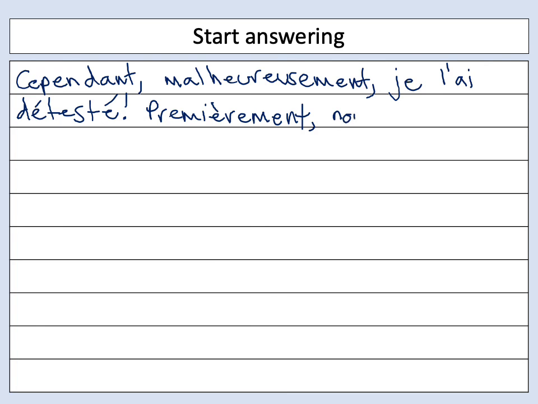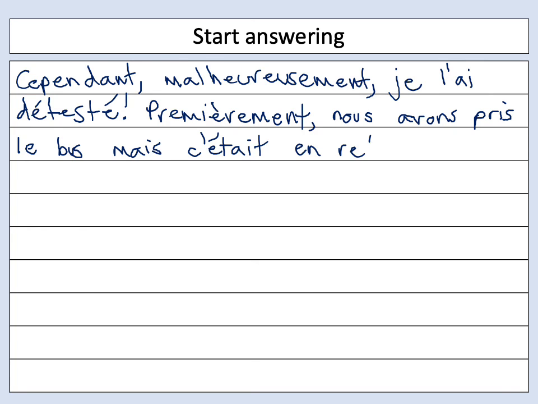So we can do nous avons, and our past participle is going to be pris. So we took the bus, same as in English, le bus. Then we're going to say the bus was late. Mais c'était en retard. And then we're going to put in a couple of bits more of narration.